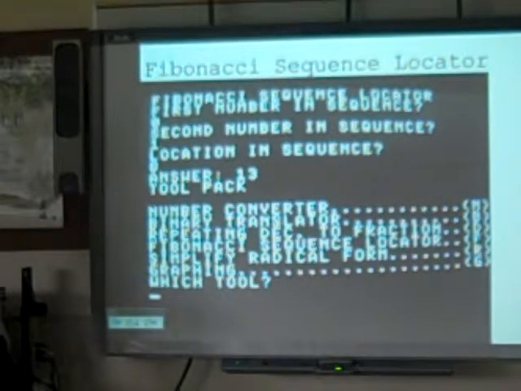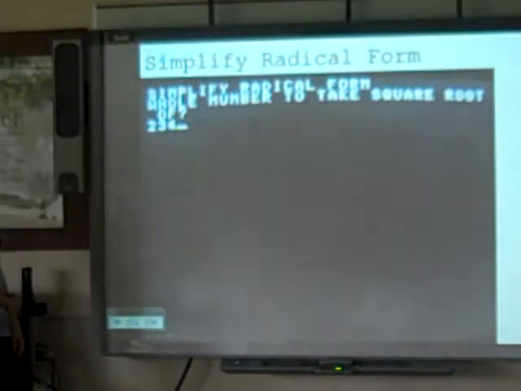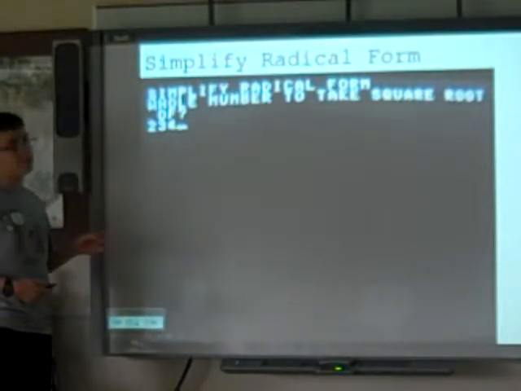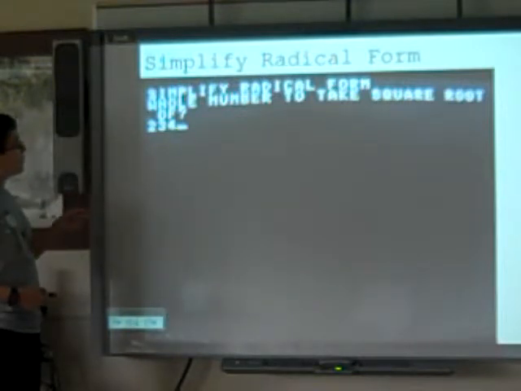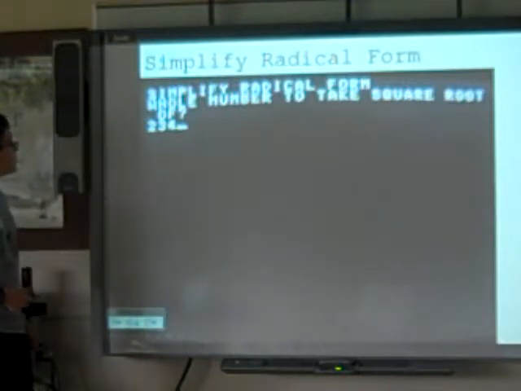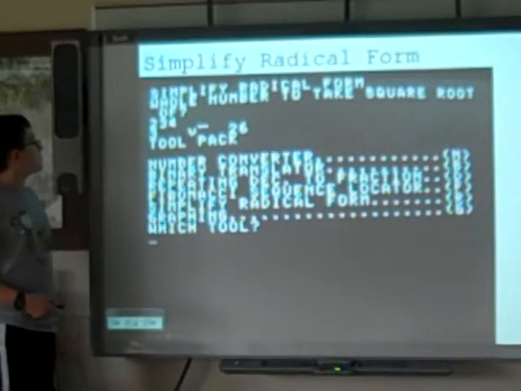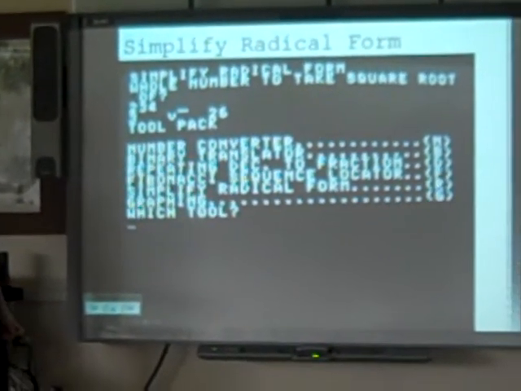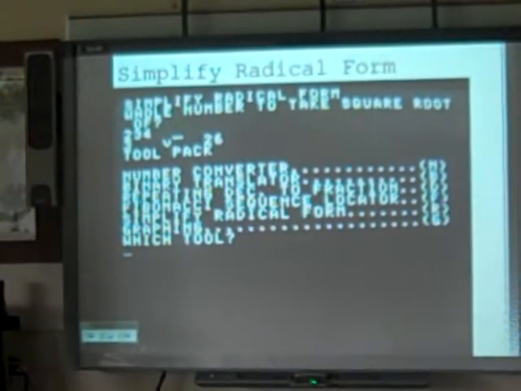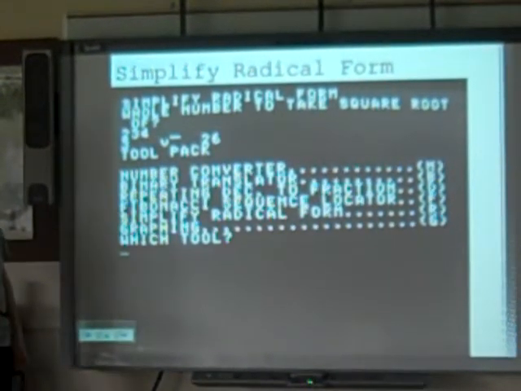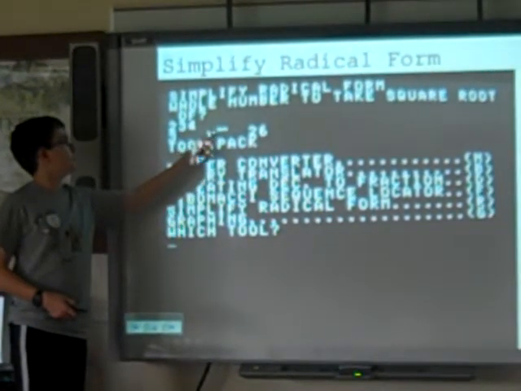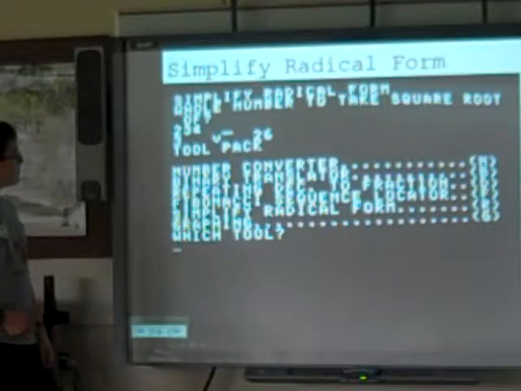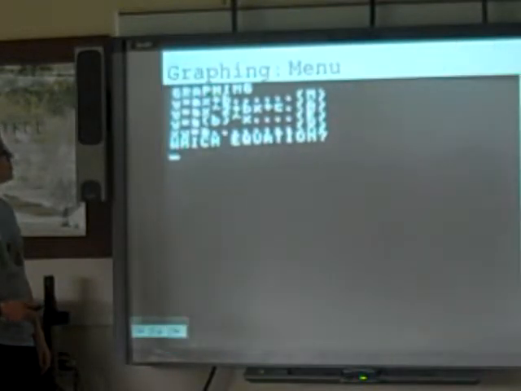So, yeah. My next tool is the simplify radical form. You give it a number to take the square root of, and then it gives you the simplest radical form of that number. For example, 234 is 3 radical 26. I didn't have a square root sign, so I had to have a V and then that. My next one is a graphing.